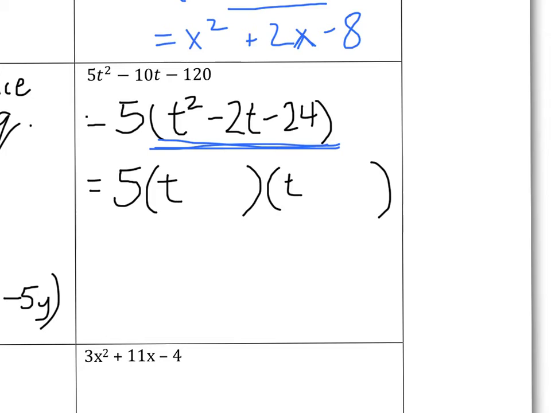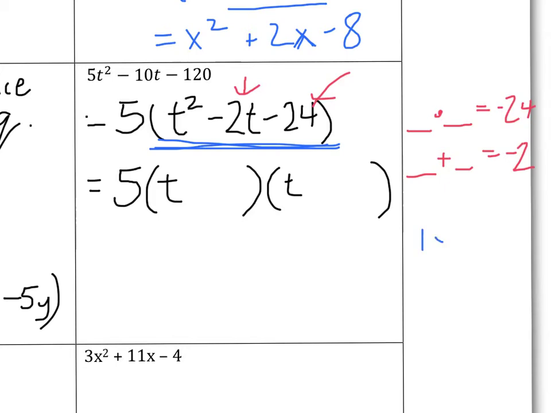Well, I need two numbers that multiply to give me negative 24, but when added together, give me negative 2. Okay, so I have two numbers that multiply to give you negative 24, but those same two numbers when added together give me negative 2. Now this is a long process of guessing and checking for some, so you just start with the number 1.